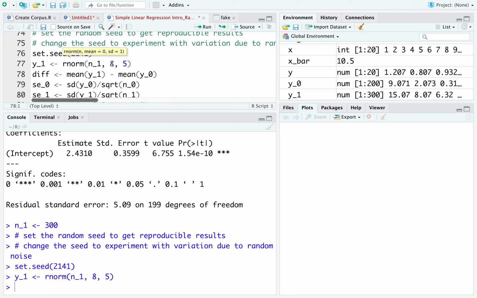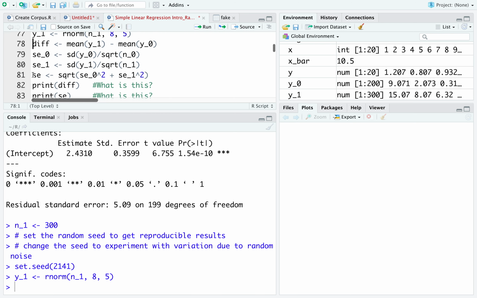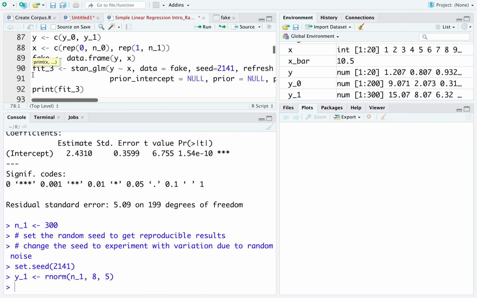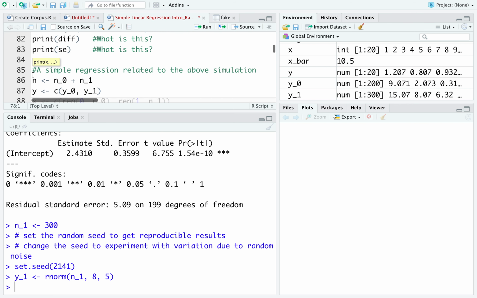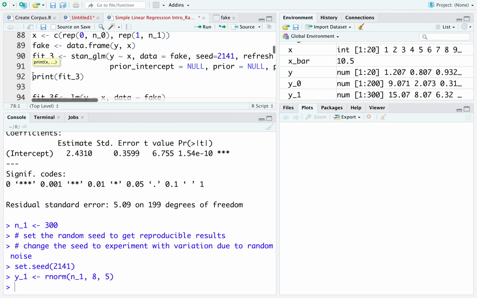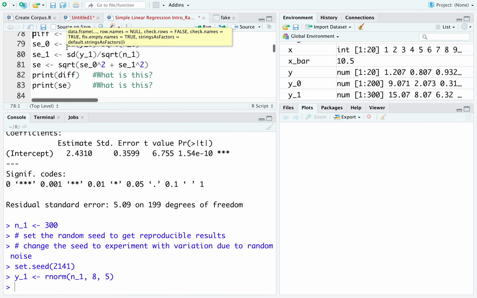300 centered on 8 and standard deviation 5. Wider standard deviation, right? Wider spread, more variation, and a larger mean. And now I do want to show you, well, I guess I haven't combined these into a data frame yet, but maybe I'll jump the gun and do that. I feel like I thought I did it later, but yeah, no, okay, it's a slightly different one.